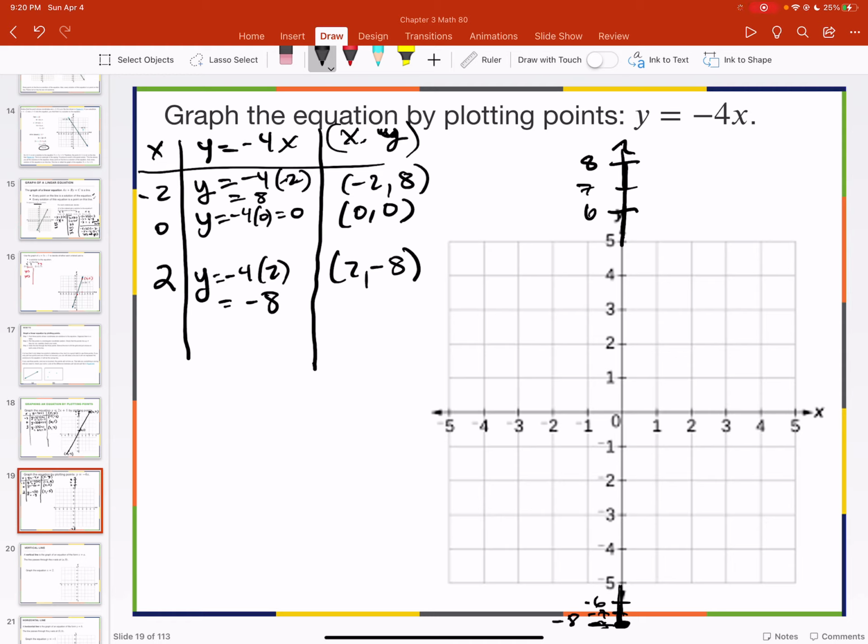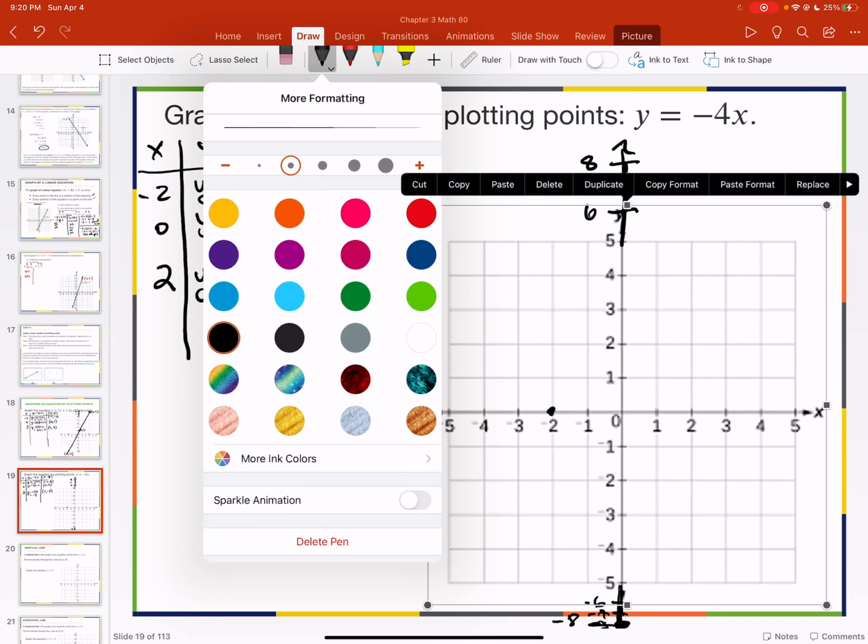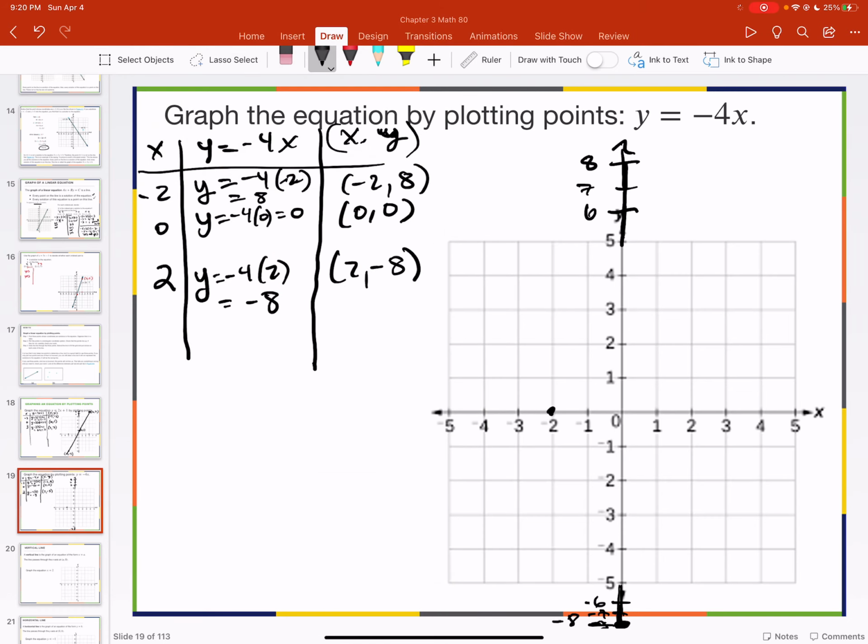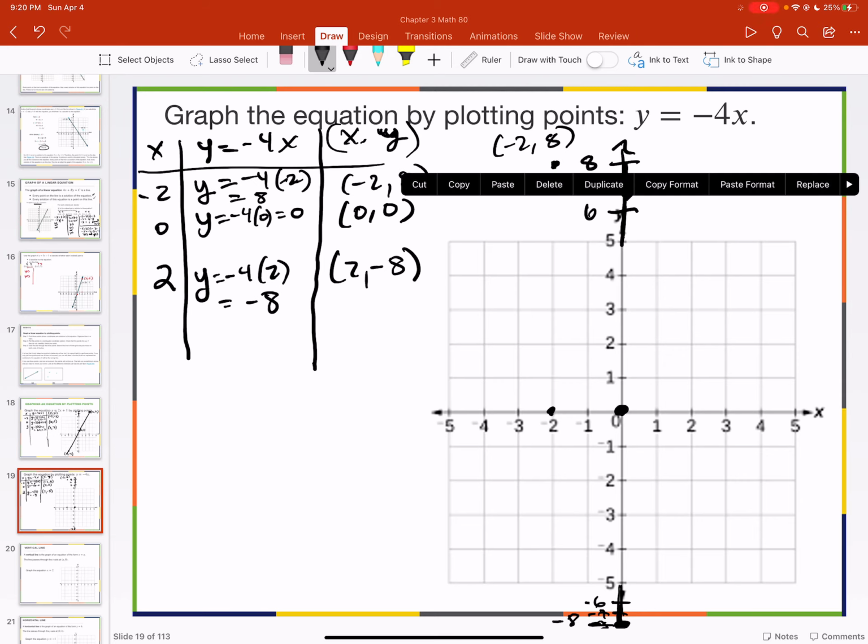Okay, so we have negative 2, positive 8. You see, this is what I just said. Negative 2, positive 8, boom, (0, 0), right through the origin. And then the last one, (2, -8), is down here, and then we connect the graph. And then there it is.